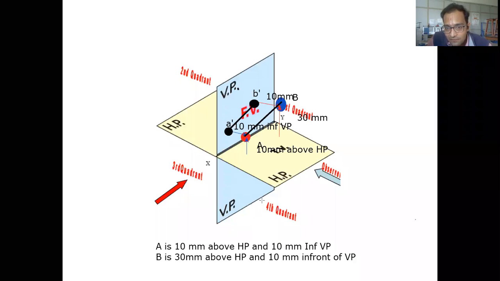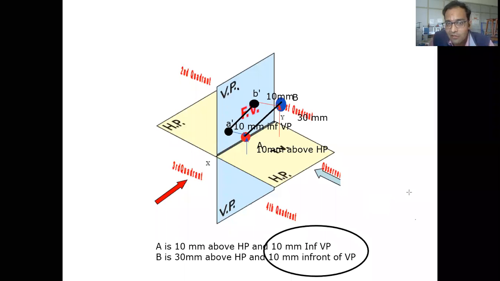So what will happen here? Look over here. 10 mm in front of VP. Point A is also 10 mm in front of VP. Point B is also 10 mm in front of VP. So you can say these particular points, when joined, are going to be parallel to the vertical plane. If the data was mentioned like this, point A is 10 mm above HP, 10 mm in front of VP, point B is 30 mm above HP and 30 mm in front of VP, in that case AB is not going to be parallel to the vertical plane. Then it will be aligned.